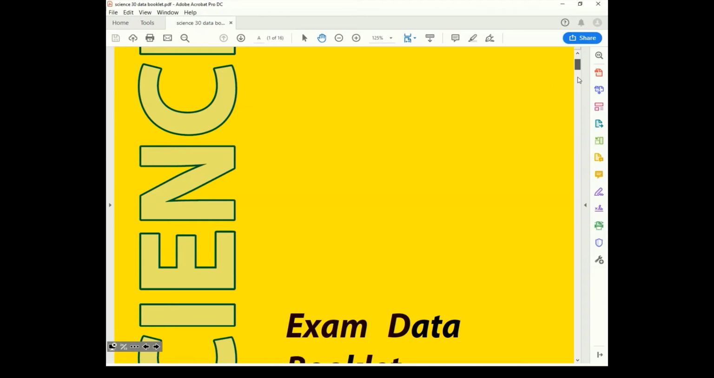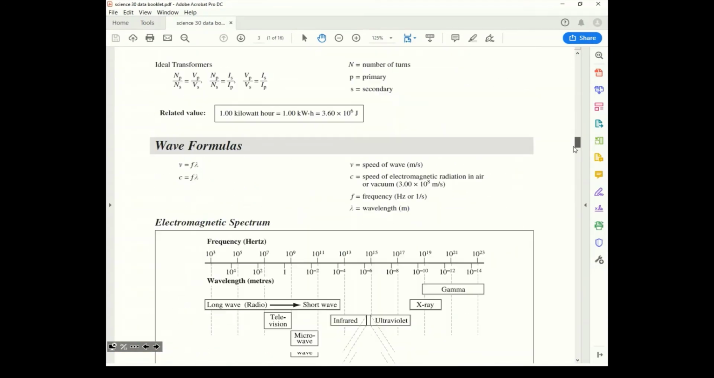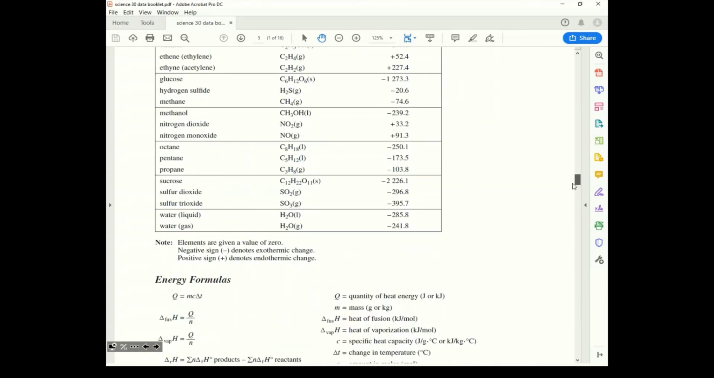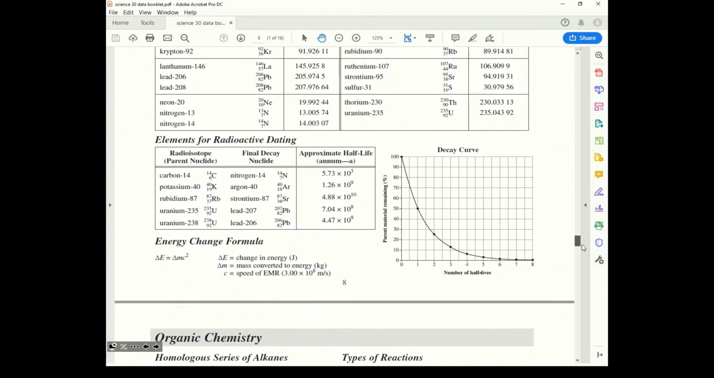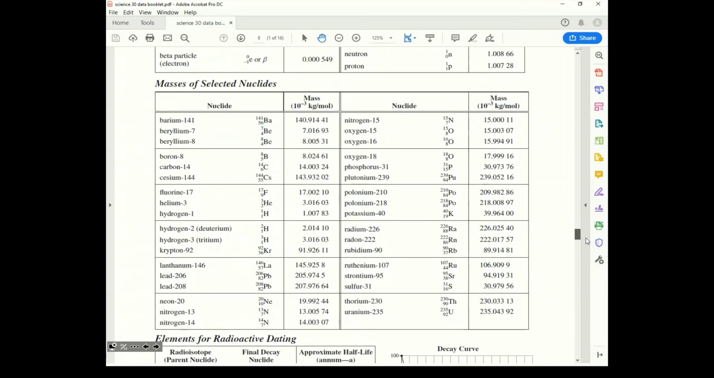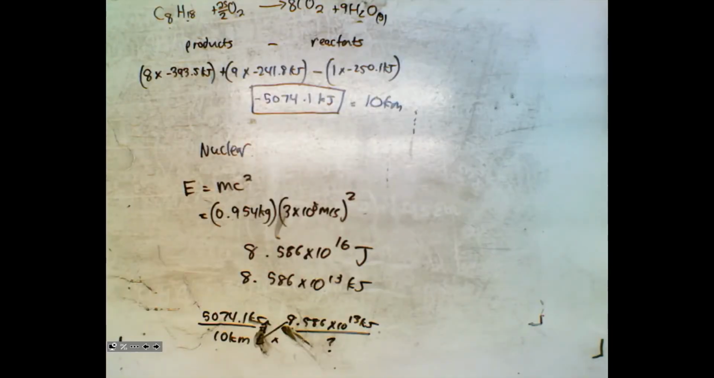So on page, what is it? There we go, page 8 of our data booklet. You have all this information right here. So this is the information that we want to use. So I'm going to write out the reaction that was given to us there, just so we have it handy.